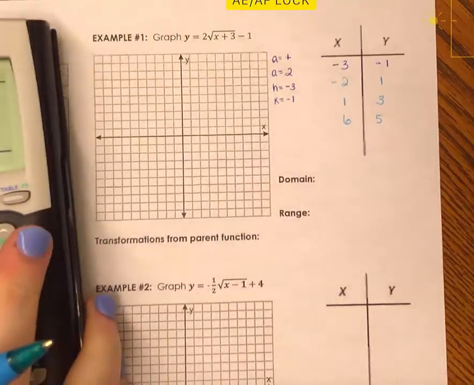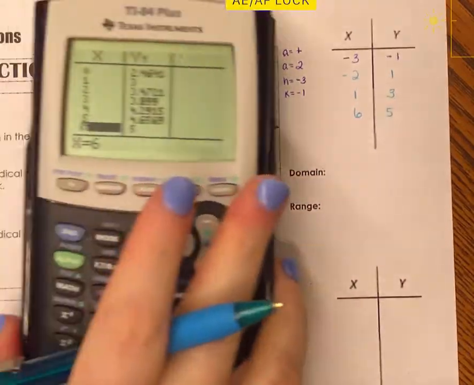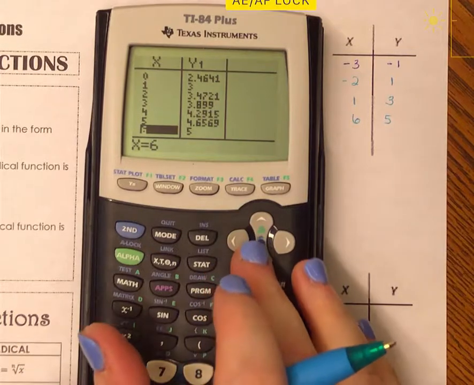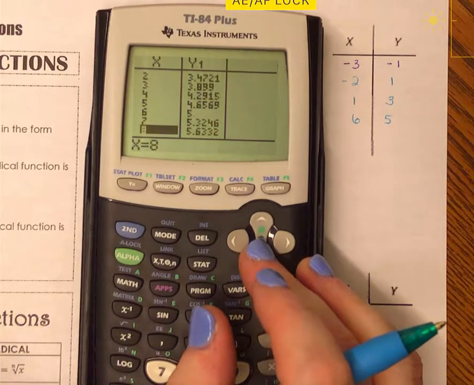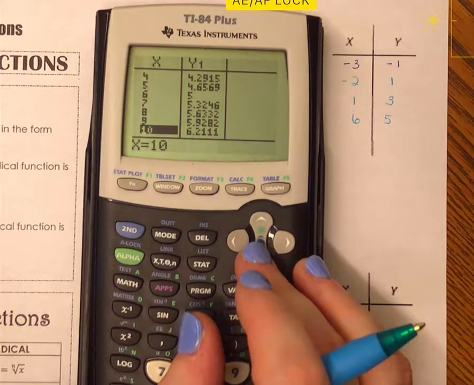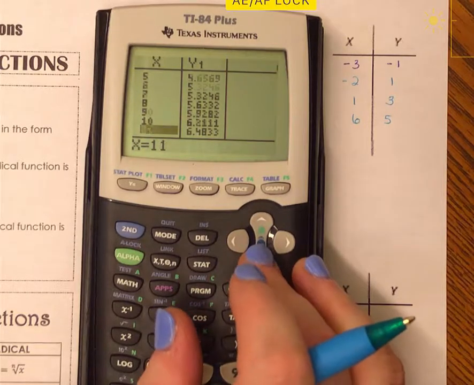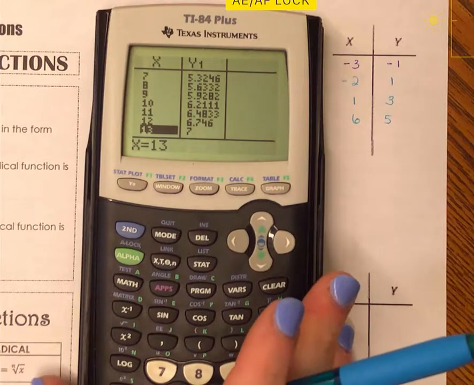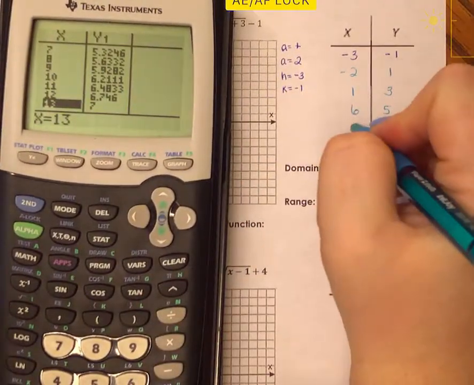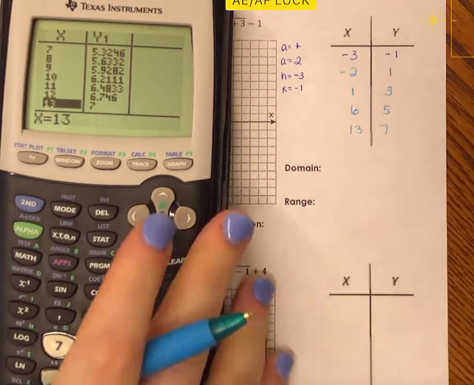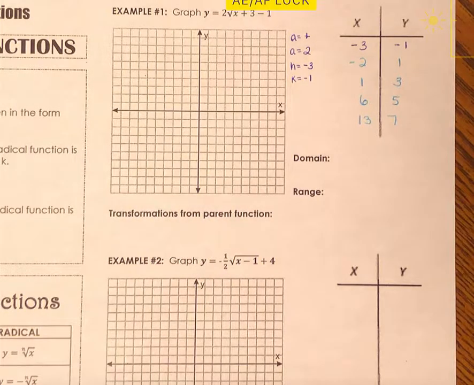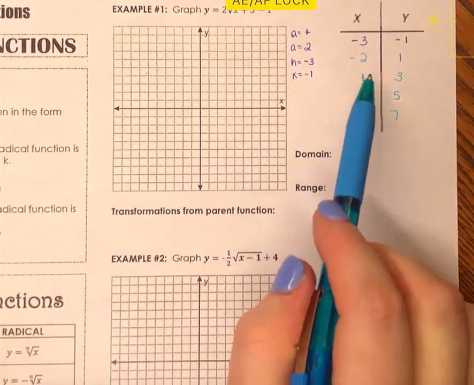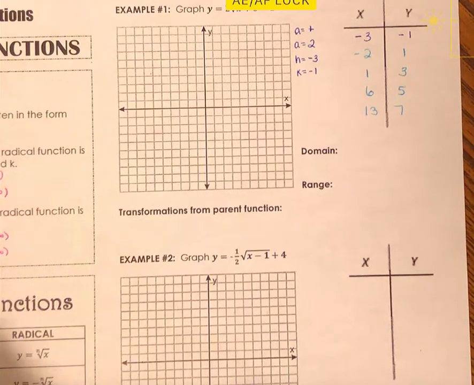So I know that I have up to 10 spaces on here, or I can even change my scale that I want to count by. But I just want to go up to 10 if I can. So we can see that after 10, it gets a little bit harder to graph. So 13, 7 would be the next coordinate. So I'll write that down. But I might not be able to graph it. So I know that I have at least 4 coordinates that I can graph.